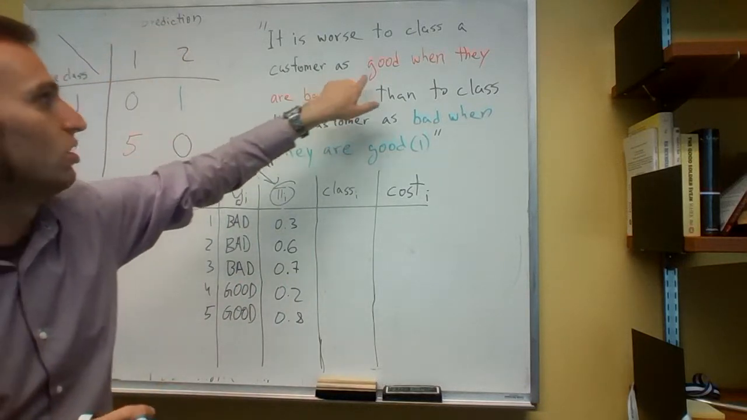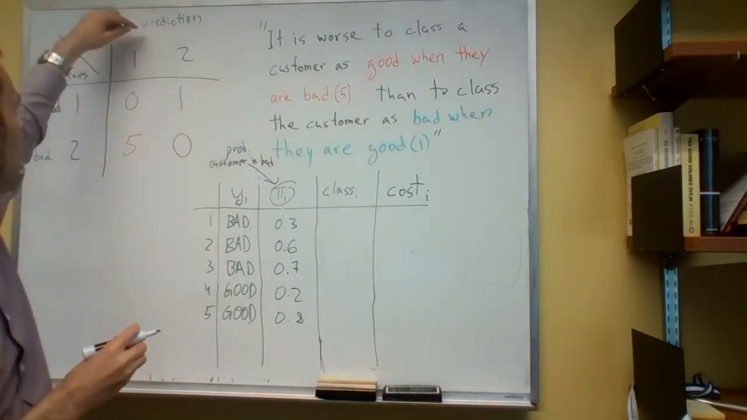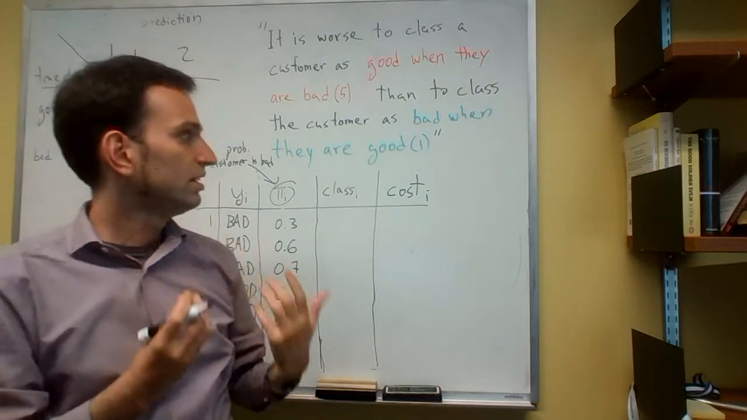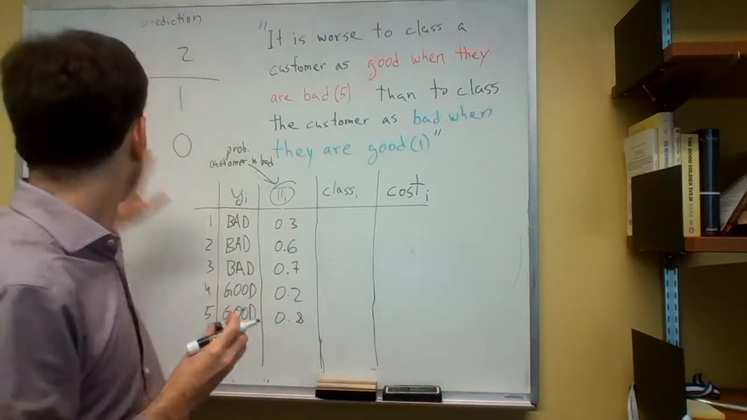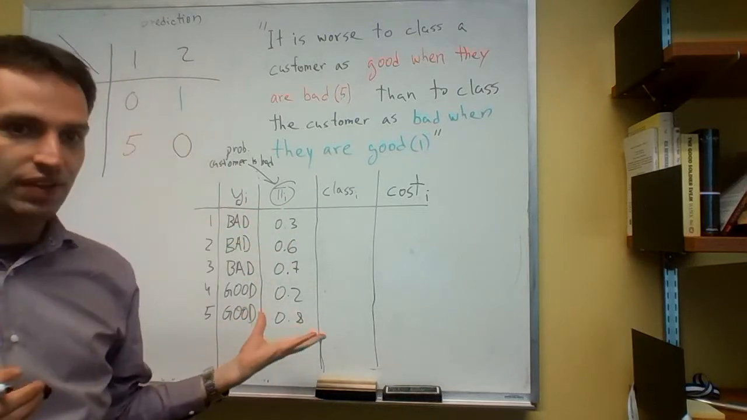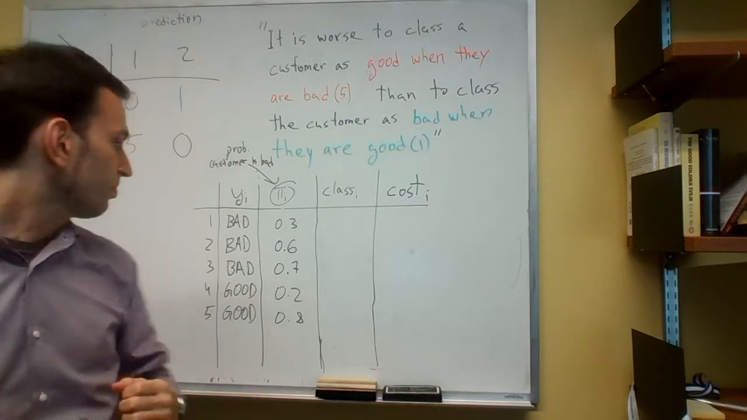You say, okay, good when they're bad is 5. That means that it must be the case that this is the prediction and this is the true class. So, okay, that's the cost matrix. Now let's look at some fake data and see how we compute the cost.